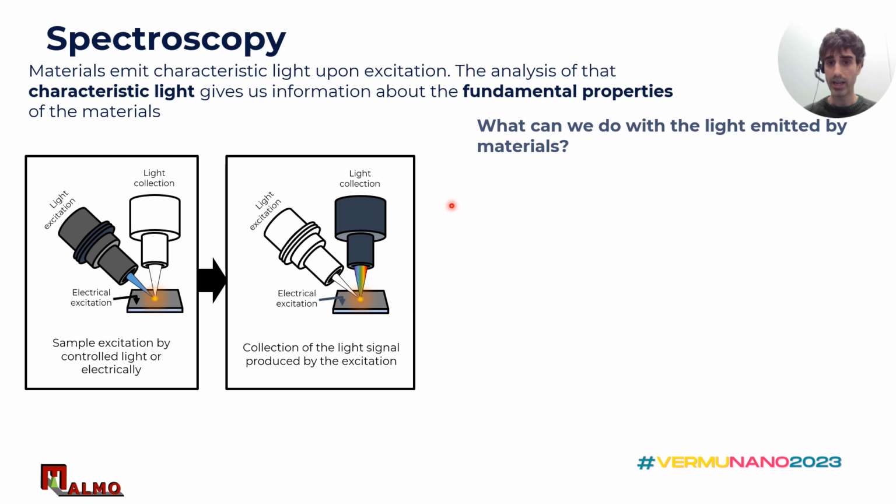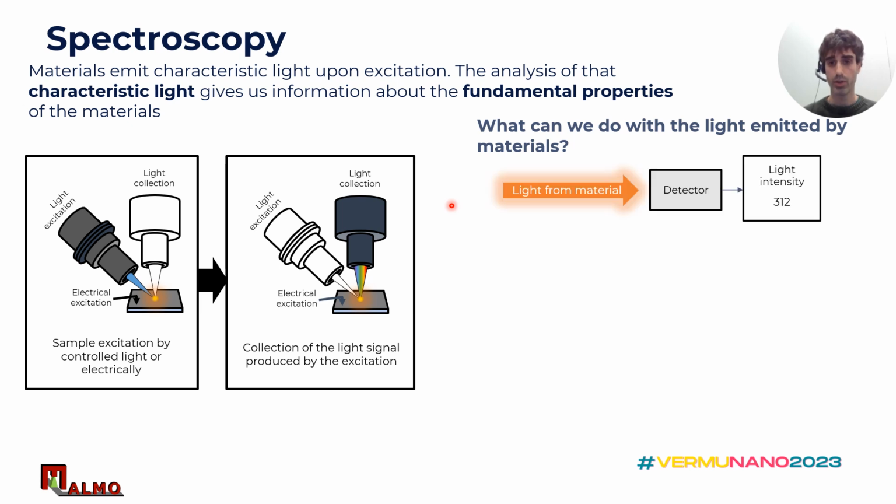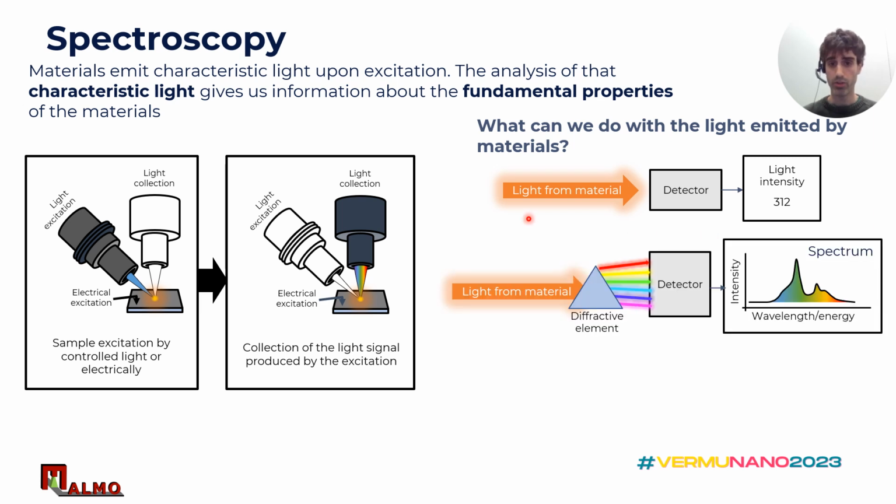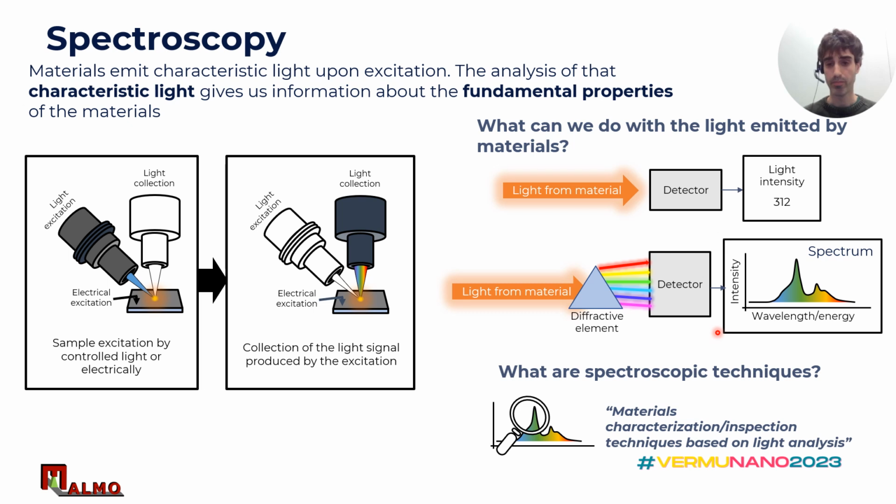So what can we do with the light that we collect from these materials? Well, the most simple thing is to have a very simple detector in which we just measure the intensity of this light. However, this gives us very little information. We want more information, so we need to add a diffractive element that decomposes the light into different components, and then have a detector that can give us the intensity of each light component at its wavelength or energy, and with this we obtain what we call a spectrum. And from this word, spectrum, comes spectroscopy. Spectroscopy is to characterize or inspect materials using light-based techniques.